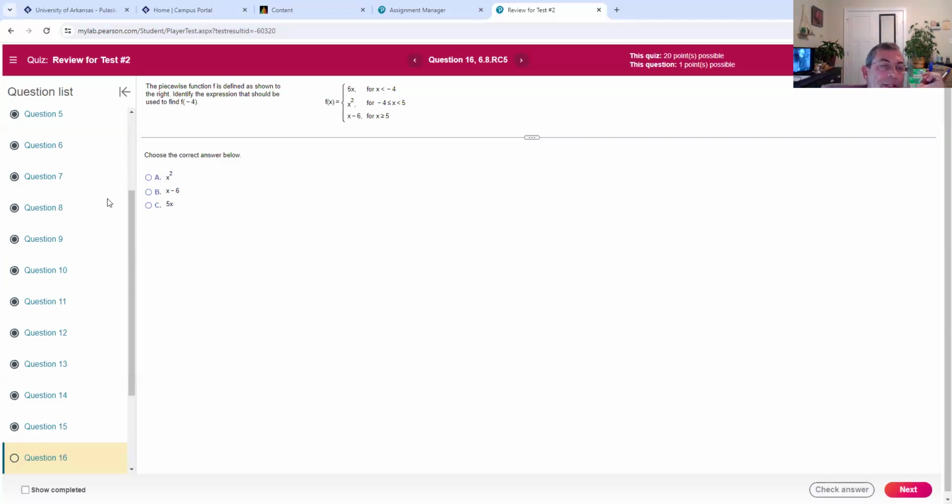Oh, y'all, this is a piecewise function, okay? So they're giving me the piecewise function, f of x equals 5x if your x is less than -4. It equals x squared if you equal -4, but you're less than 5 in that range. Or it equals x minus 6 if your x is greater than or equal to 5. So which one of them three equations would y'all use to find f of -4?